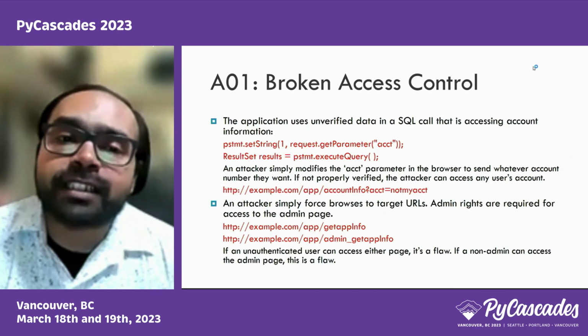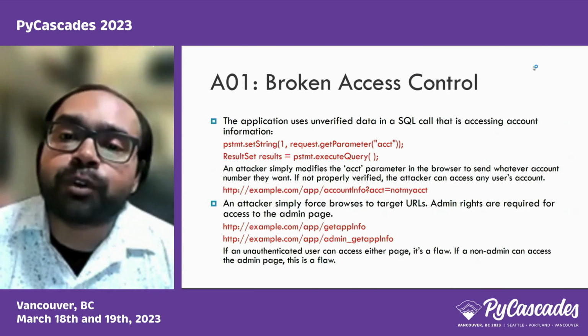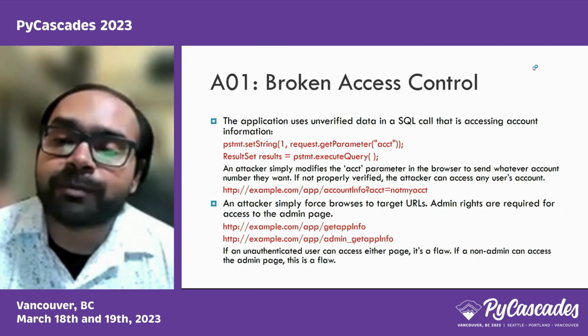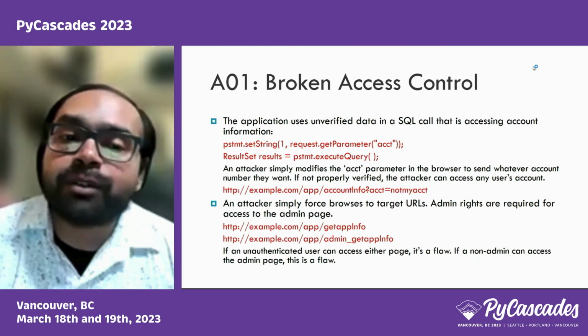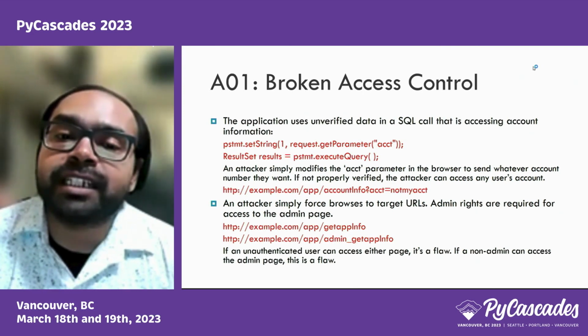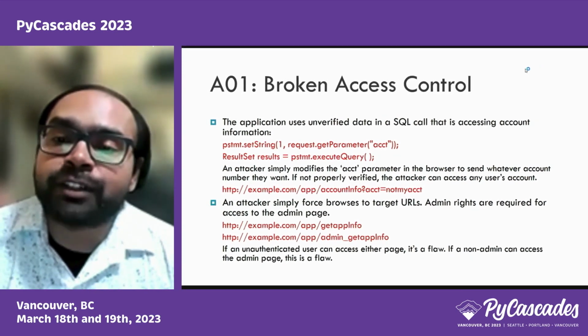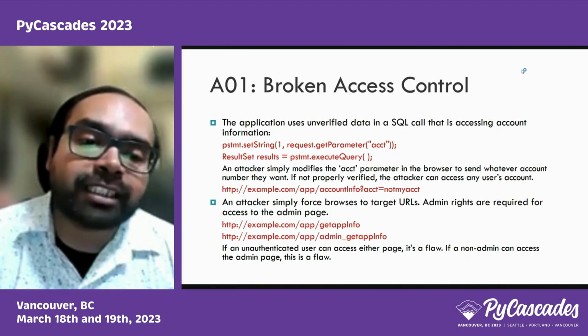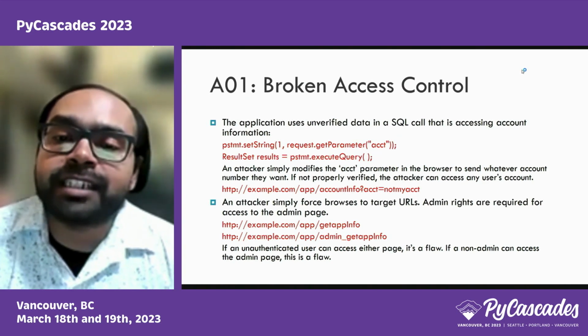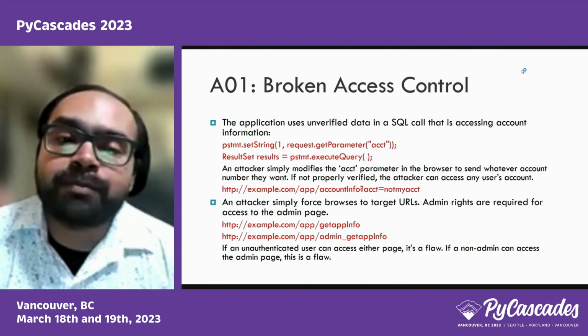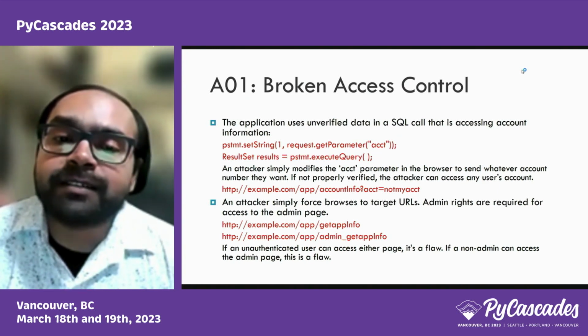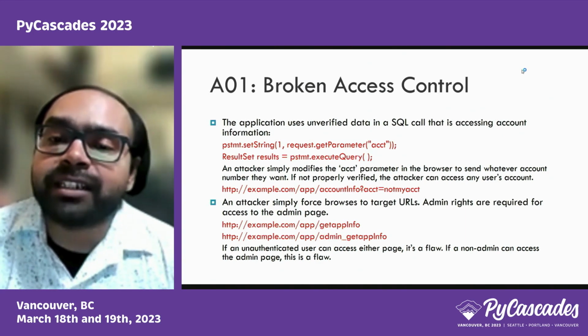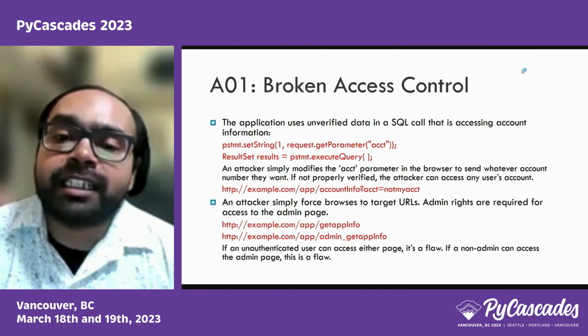Now let us first discuss the first issue, that is broken access control. So this is as per 2021. Here what happens is the application uses unverified data in a SQL call, that is accessing the account information. For example, you can see here in the statement, pstatement.setString, request.getParameter account is mentioned.